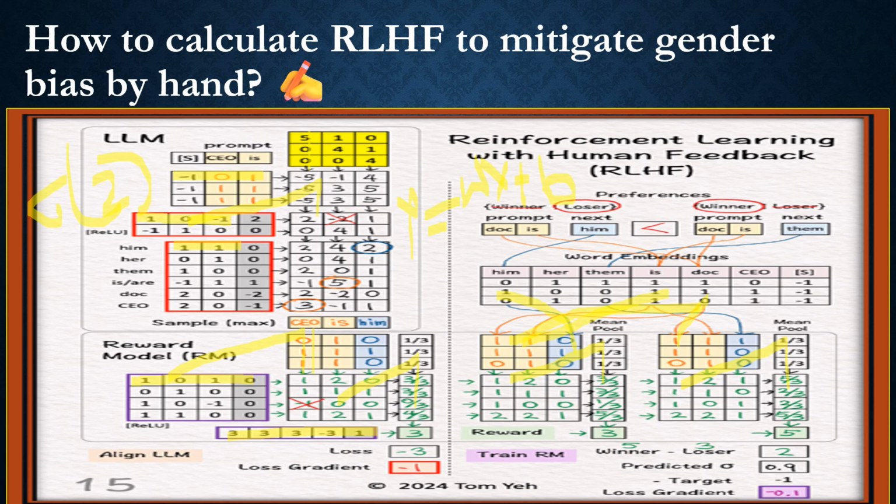So maximum is 5. So next is winner minus loser. So 5 minus 3, right? It should be 2 here. Then we'll take a sigmoid function. So the sigmoid function is 1 plus e raised to power minus z, so it should be 0.9 here. Then we will subtract this from the target. Target is 1. So 0.9 minus 1, that is minus 0.1.